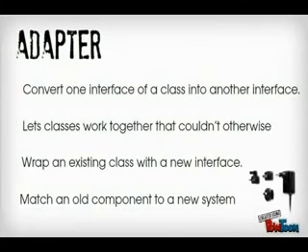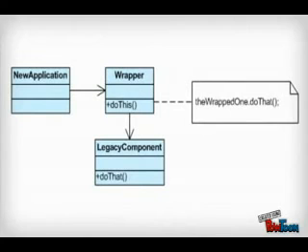Let's understand it with an example. The old component contains a doThat method and the client wants to call a doThis method. So the adapter or wrapper class contains a doThis method inside which there will be a call to the doThat method of the old component. Therefore, the adapter object instance will have an instance of the old component object.